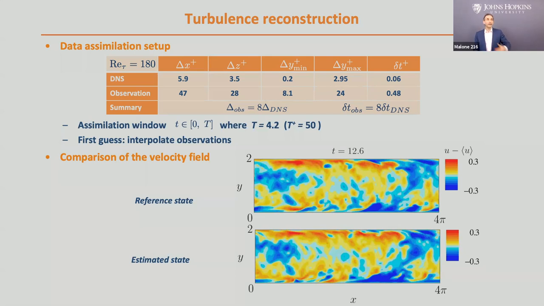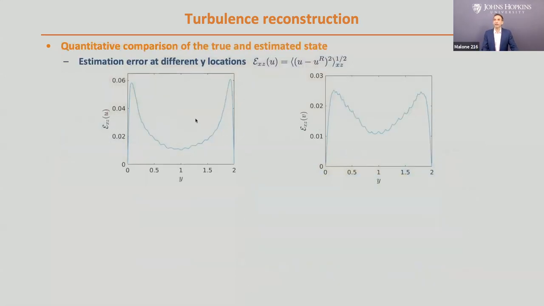We can quantify the errors, and here I'm plotting the error versus the channel height. One wall is at 0, the other wall is at 2. This is the error in the U component and the error in the V component. You can see at the initial time, my errors are about 6% in U and 2.5% in V, and this is the error in the initial condition. But if I advance the initial condition that I predicted, if I compute its evolution, you can see by the end of the time horizon, the error has dropped significantly. It's less than 1%.